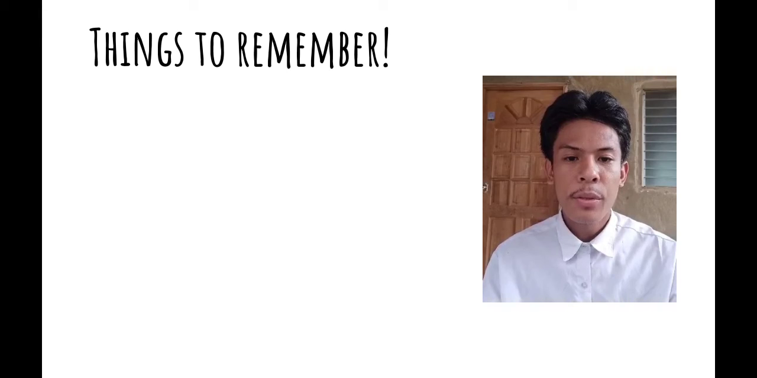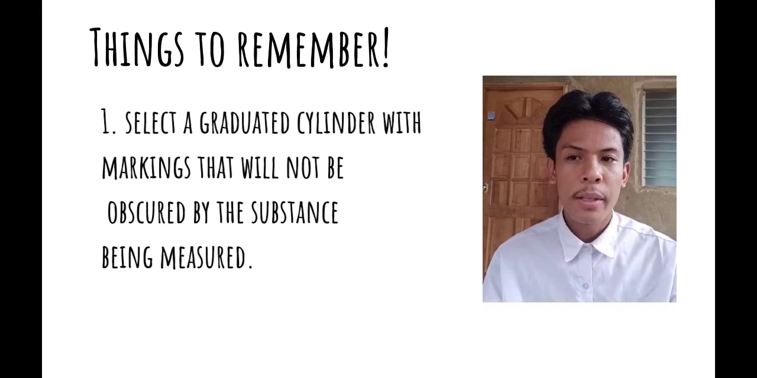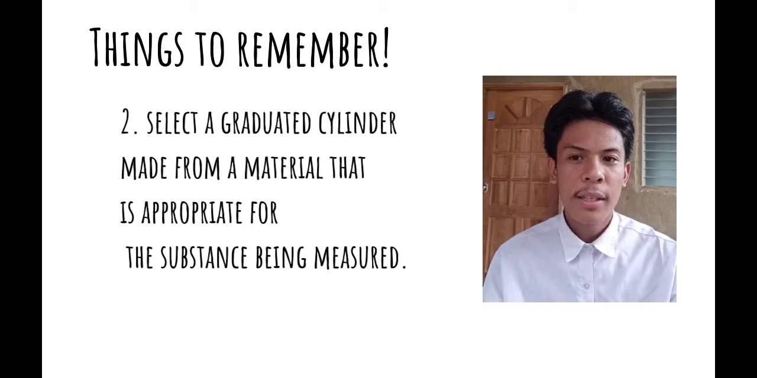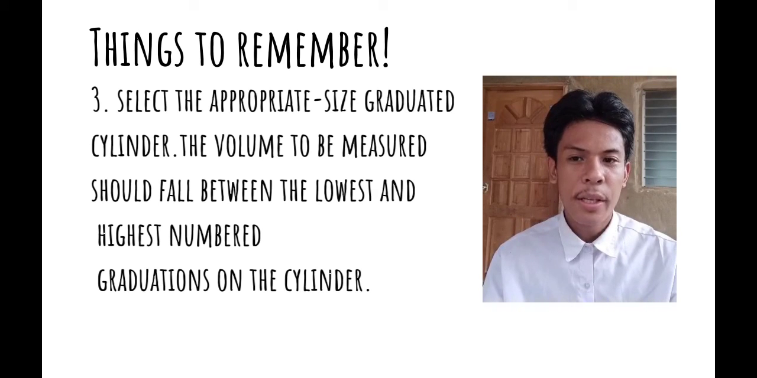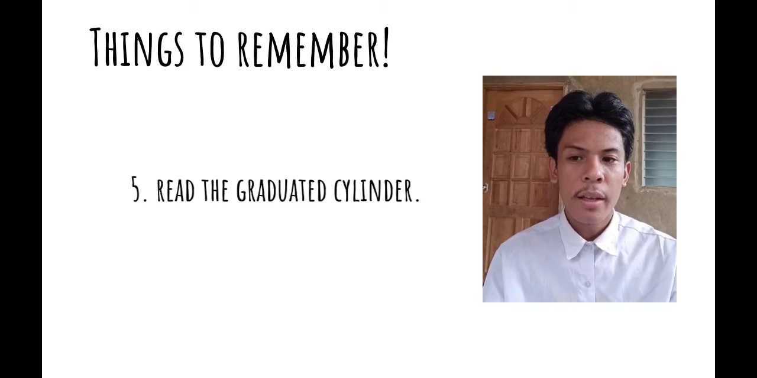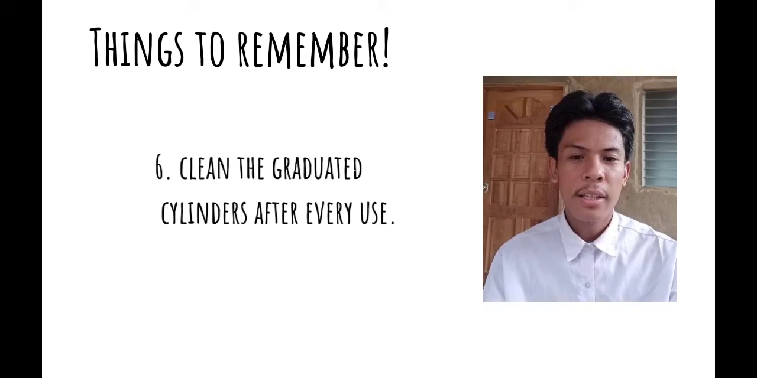Things to remember when using a graduated cylinder. Number 1. Select a graduated cylinder with markings that will not be obscured by the substance. Number 2. Always select a graduated cylinder made from a material appropriate for the substance being measured. Number 3. Select the appropriate size of graduated cylinder. Number 4. Determine the value of the graduations on the cylinder. Number 5. Read the graduated cylinder. And lastly, clean the cylinder after use.